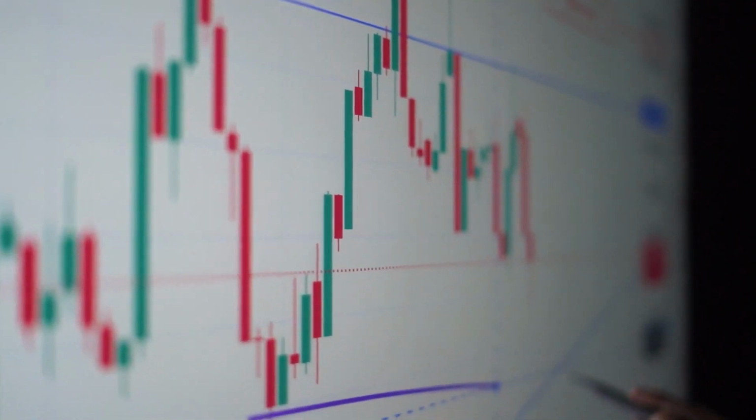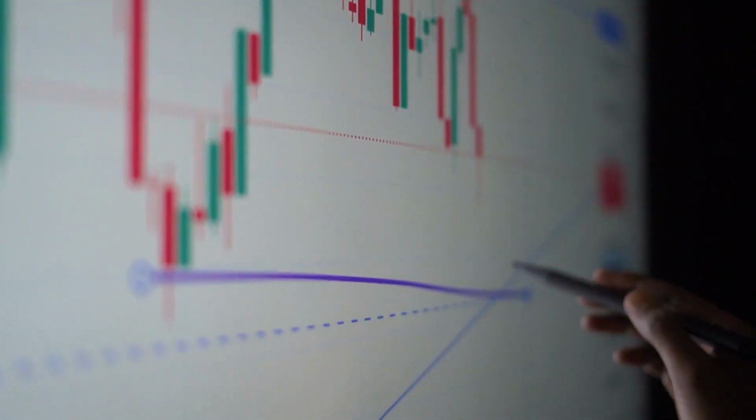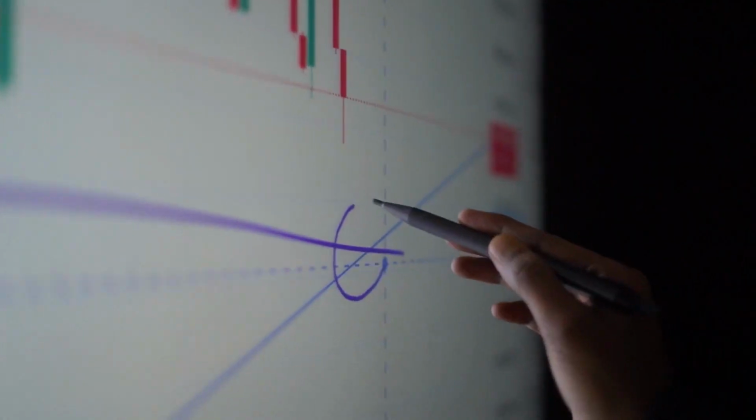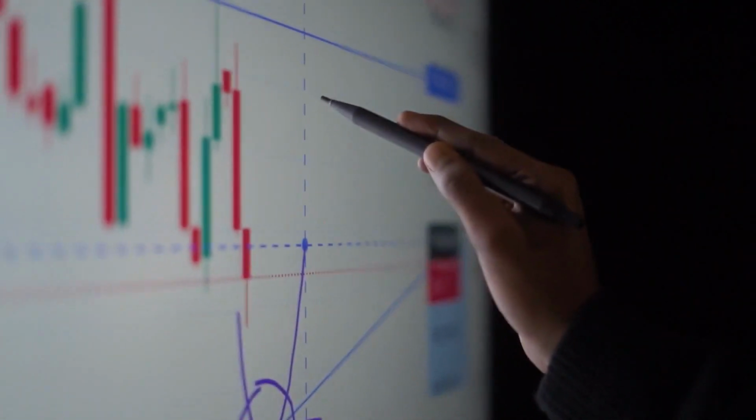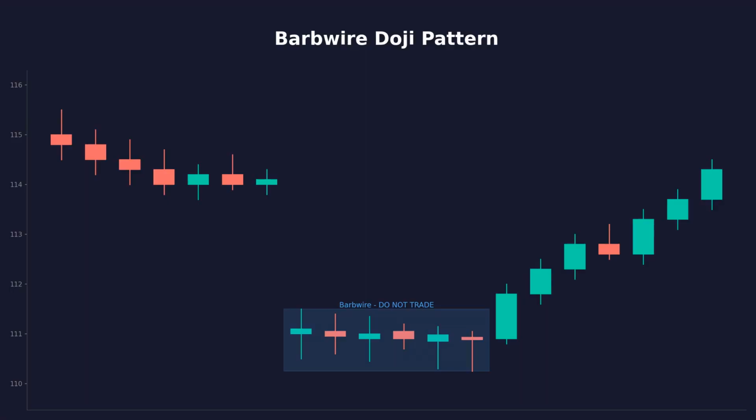A common mistake beginners make is trying to scalp in the middle of a trading range. This is the noise area. The probability here is 50-50, which is death for a scalper. Only trade the extremes of the range or clear trend pullbacks. Avoid the barbed wire patterns where dojis overlap each other significantly.